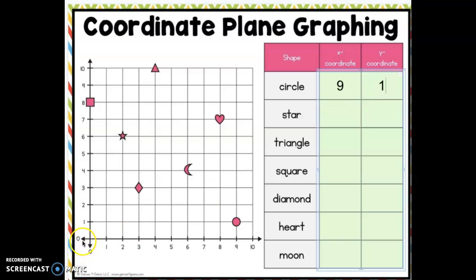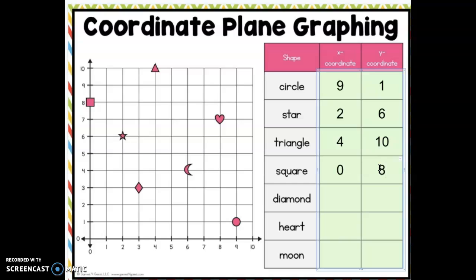Star, go over 2, and it went up 6. Triangle, it went over 4, and then it went up 10. And if I'm going too fast, feel free to pause. Okay, how many did the square go over? It went over 0, and it went up 8. That's my y coordinate.